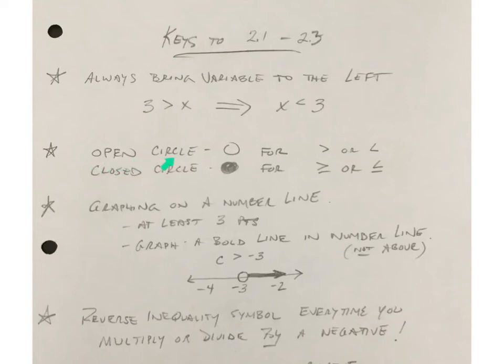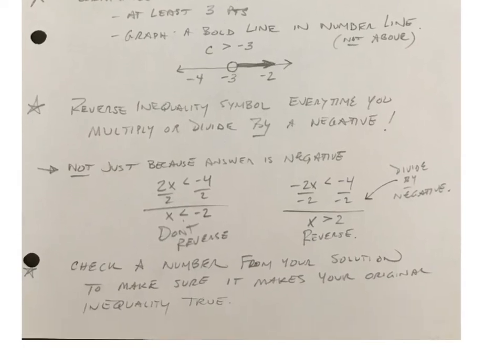Secondly, remember, it's open circle is always for these symbols, the greater than or the less than. The closed circles are when we have the greater than or equal to, or the less than or equal to. Graphing on number line, remember we need at least 3 points. A nice bold line on the number line, not above it, right on it, making sure that we are showing the direction very clearly and we can see the difference between the two things. And then lastly, we talked on this reversing the inequality symbol anytime you multiply or divide by a negative. Not just because the answer is negative, but because you are multiplying or dividing by a negative.